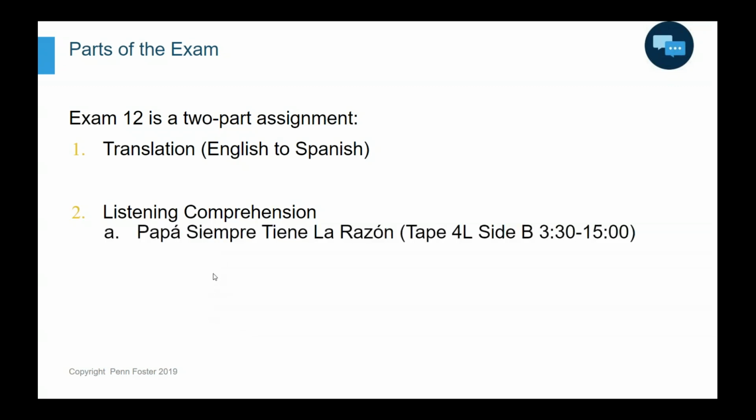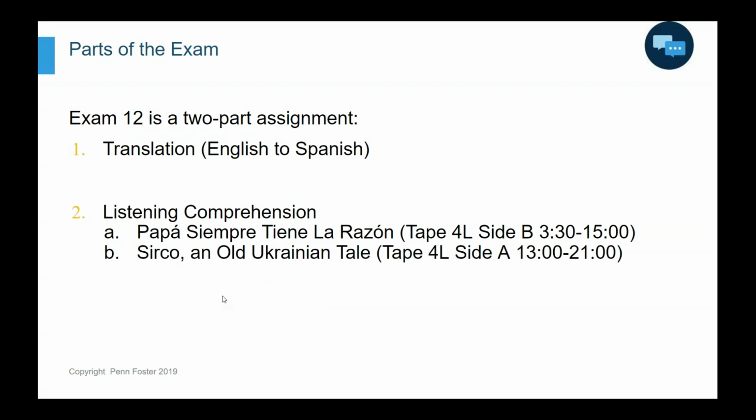The first option, Papá siempre tiene la razón, Father is always right. This can be found on tape 4L side B, 3.5 minutes up to 15. And also when you get to your exam, there's a link that you can click on if you don't use the tape. Or the alternate option is Circo, an old Ukrainian tale. This one is found on tape 4L side A, 13 to 21 minutes.